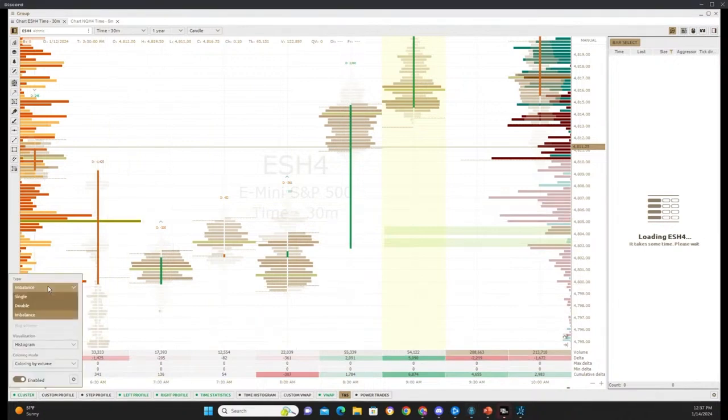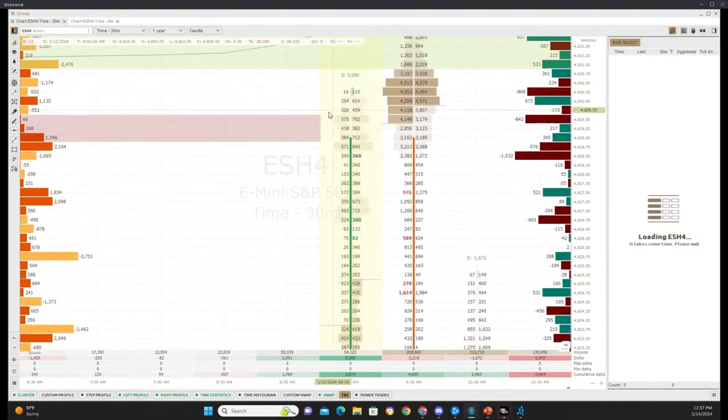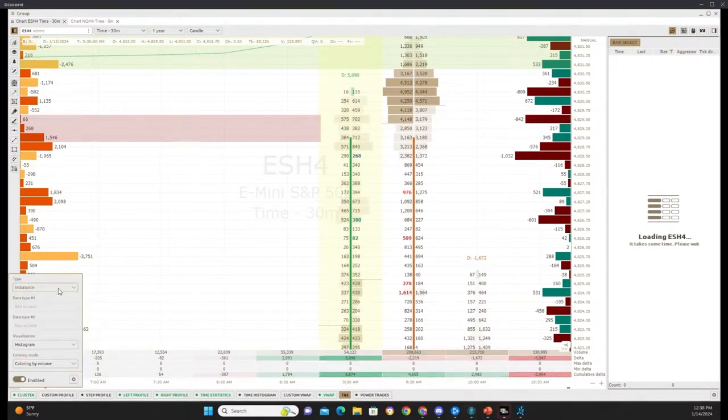On the cluster, when you have an imbalance, you have to read it diagonally. You're reading the price action between the two levels so you can know where the aggression is. When it's a double, you're just looking horizontally at that level, at the volume or whatever the case might be.